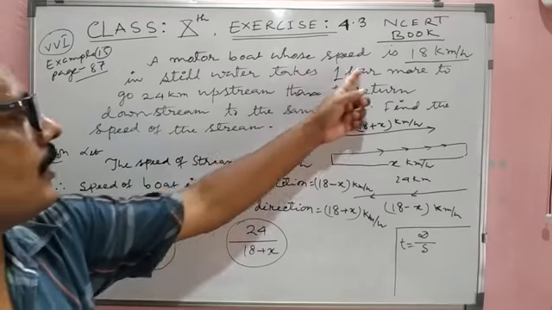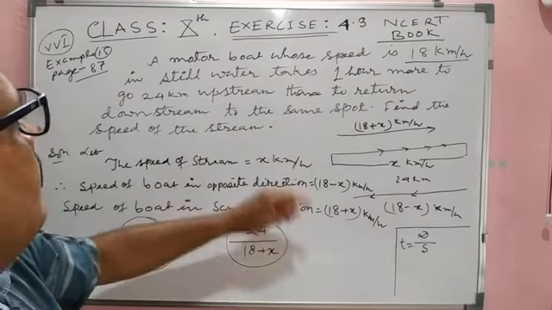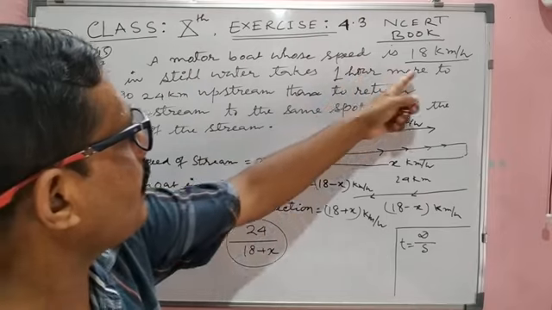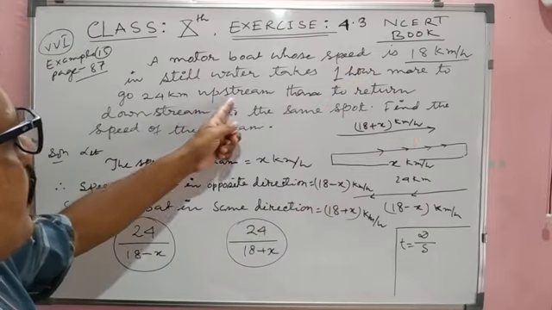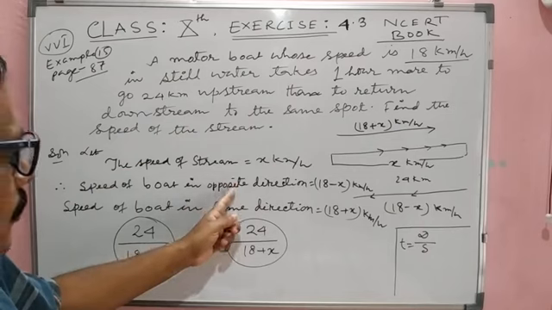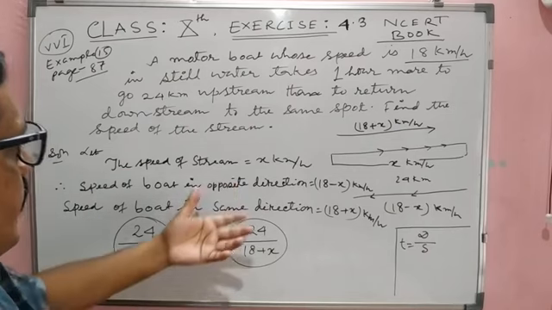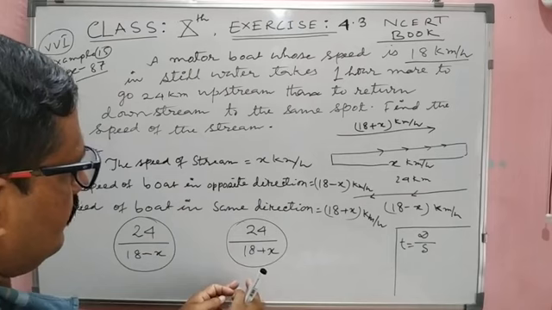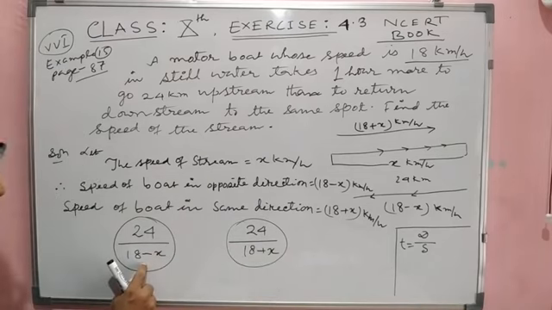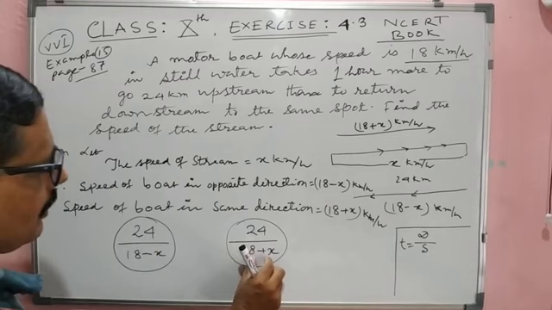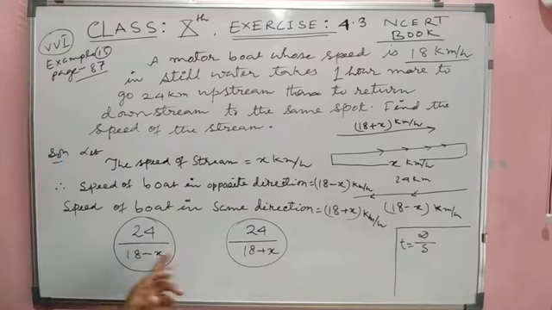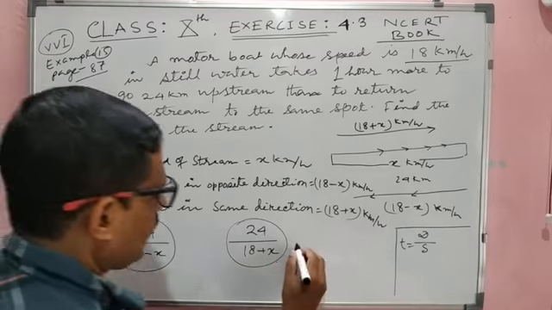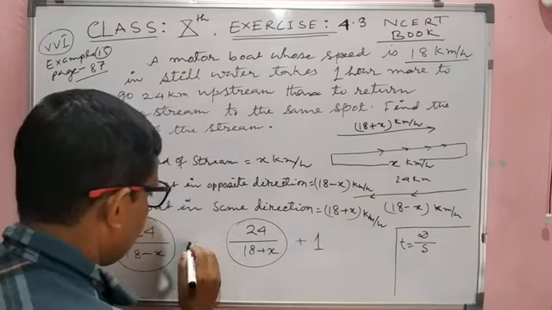And according to our question, it is given the boat takes 1 hour more to go 24 kilometer upstream. Upstream means opposite direction. In upstream, it takes 1 hour more. The time is this one in upstream, and this is the time in downstream. So here 1 hour more, here 1 hour less. To make them equal, we can add here 1 hour, and then it will be equal.